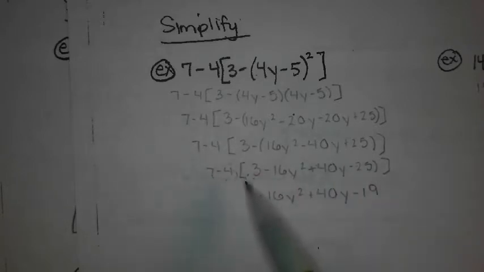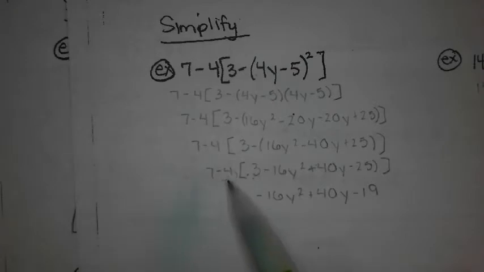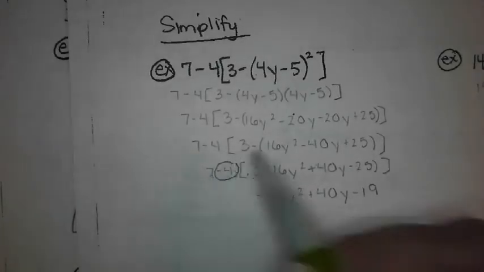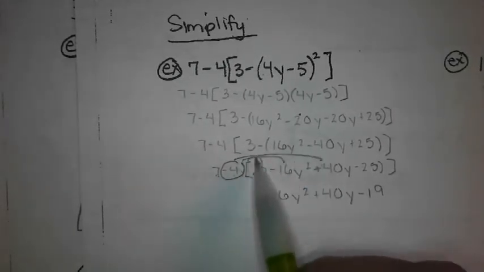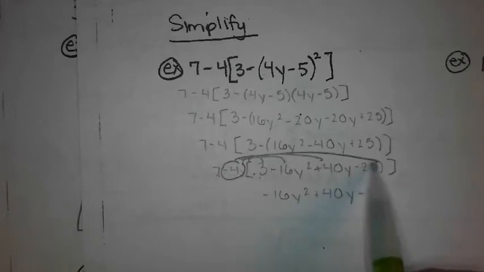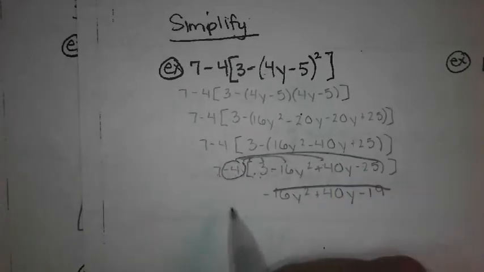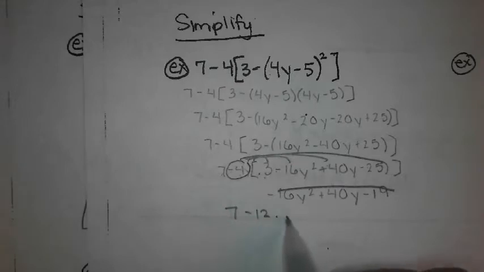But the reality is we have a whole host of distributing that needs to happen. And we would never do 7 minus 4 because this is 7 minus 4 times the brackets. And we all know that multiplication has to come first, right? So she would need to take the negative 4 and distribute that through to everything, which is going to give her 7 minus 12 and so on and so forth.